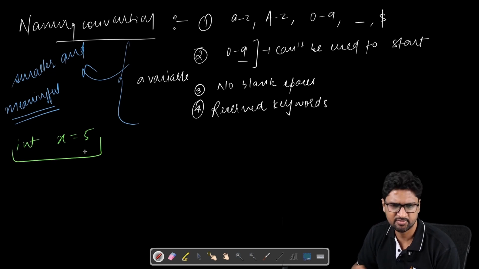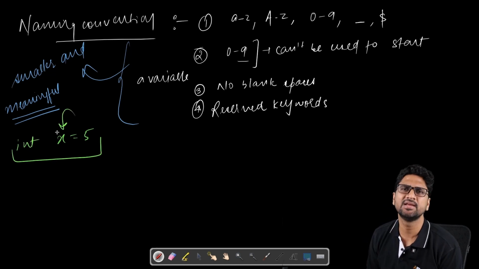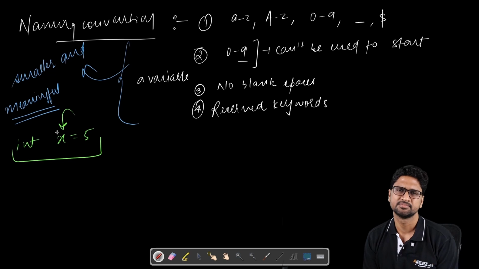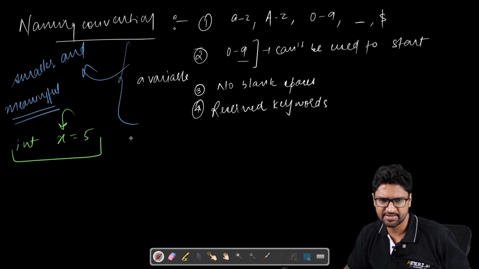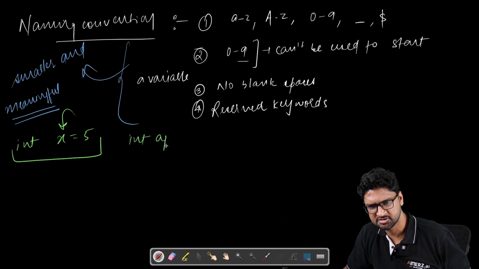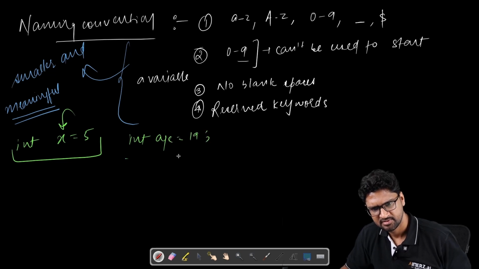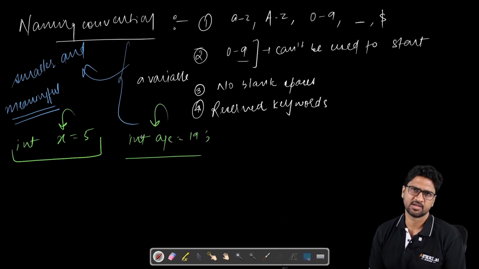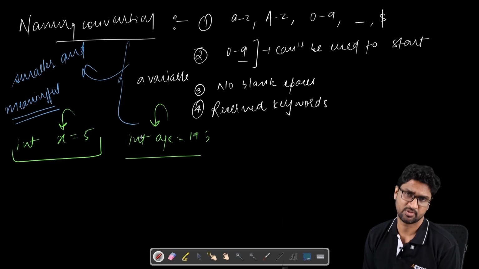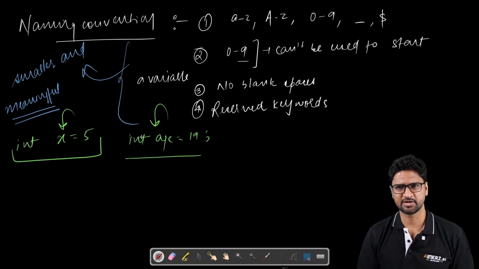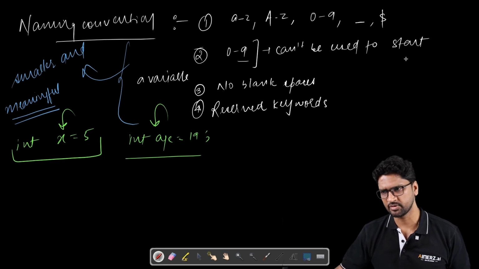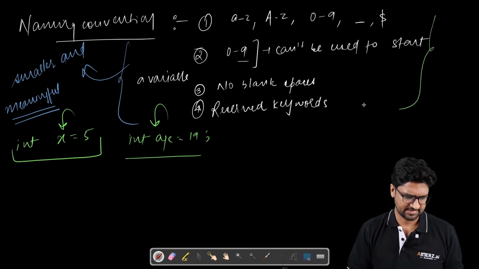Now when I look at x equals 5, it does not give me any indication of what kind of data it is. A better name would be age itself. I can say age equals 19. So when I see this variable name, I understand what kind of data I am storing and why. This is the convention that we normally follow. If you don't follow any of these conventions, you will find things error out.